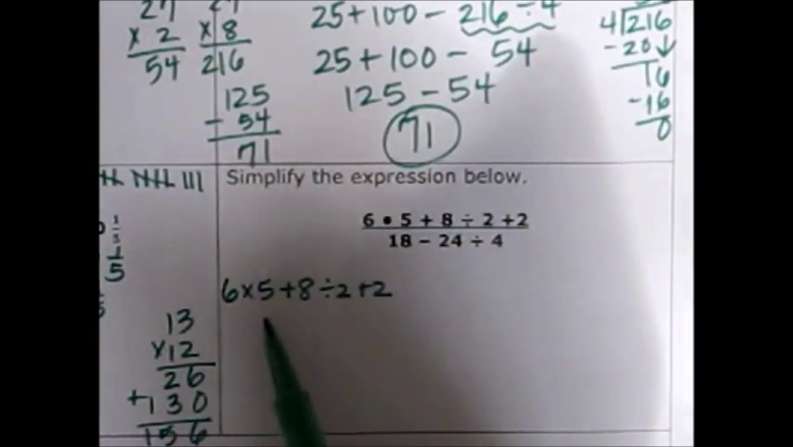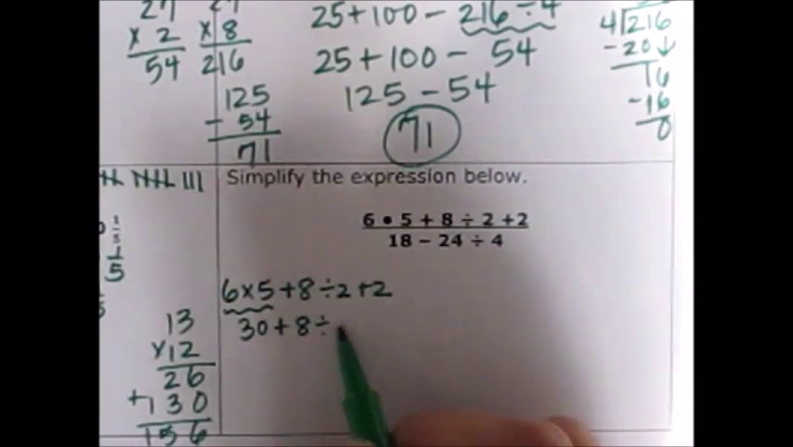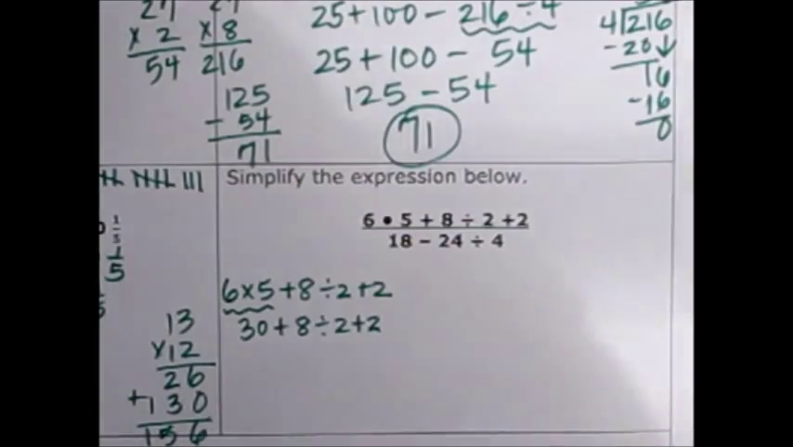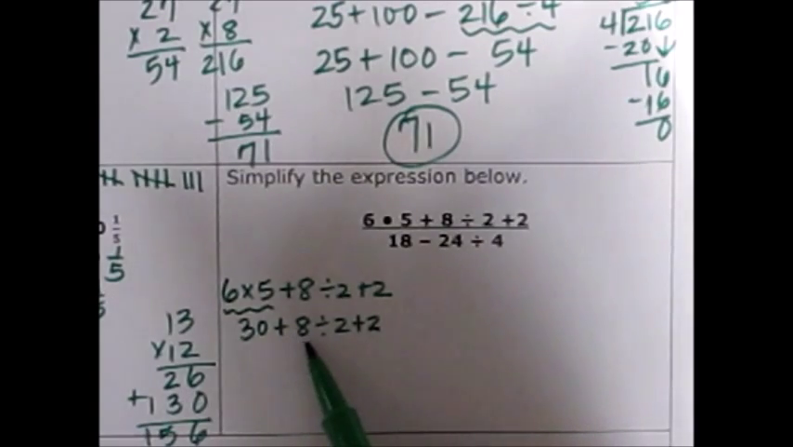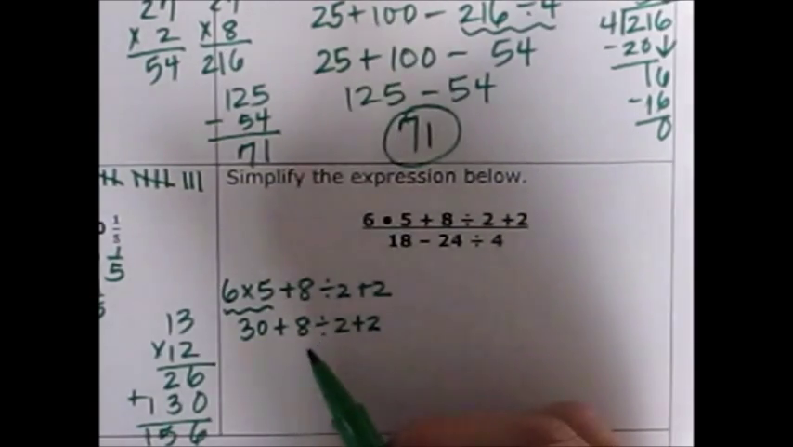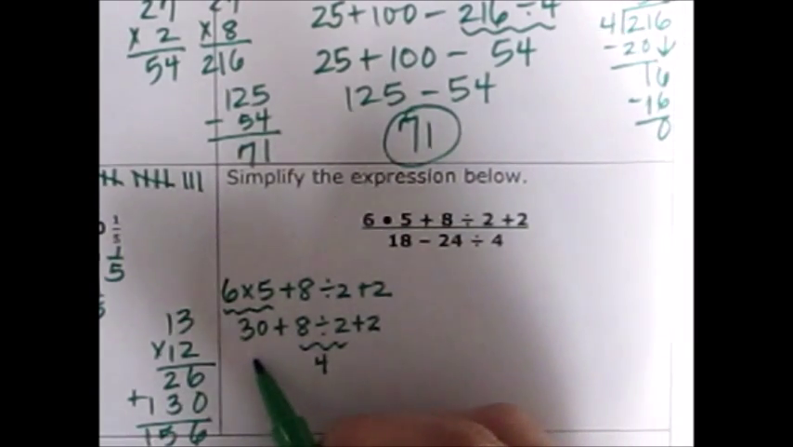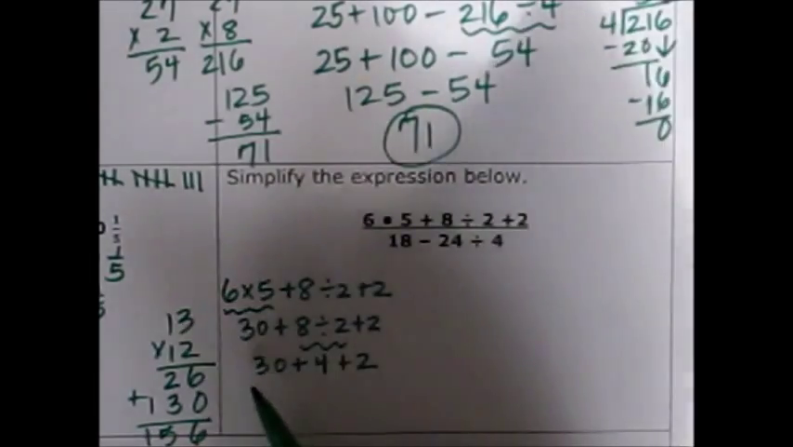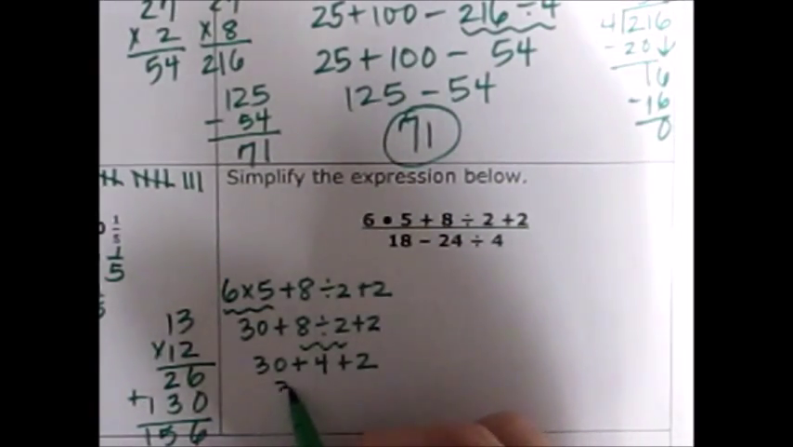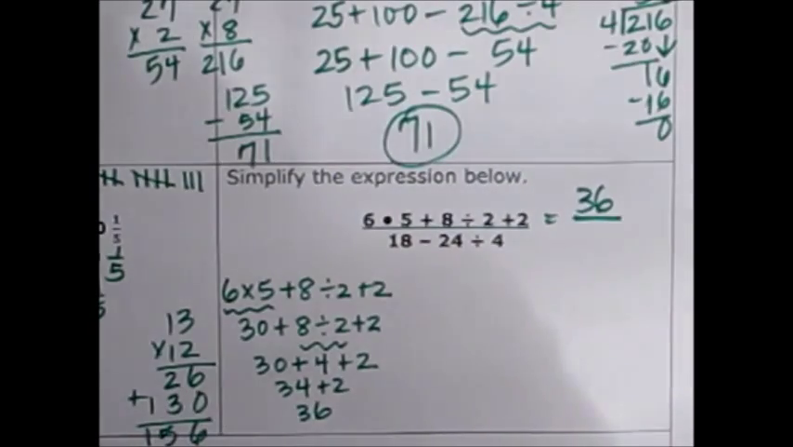Left to right, I see this multiplication first. 6 times 5 is 30. I rewrite it. Remember, we're doing our pizza slice, our upside down Christmas tree. Left to right, I'm looking for multiplication or division. There it is. 8 divided by 2 is 4. So 30 plus 4 plus 2, and now I just add. 30 plus 4 is 34. 34 plus 2 is 36. So really this is a 36 on this numerator.